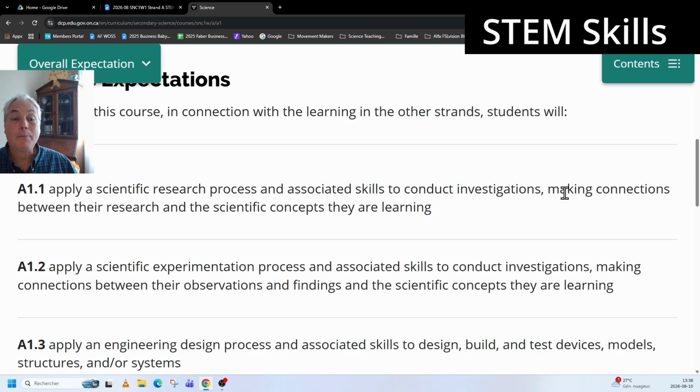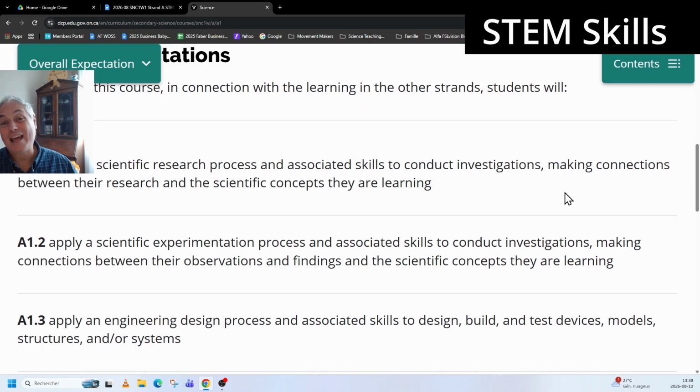So the first one: apply a scientific research process and associated skills to conduct investigations, making connections between their research and the scientific concepts they are learning. So here the plan is always with projects. A project where they have to gather information, answer questions. They can publish what they find into infographics, presentations, posters. There's a variety of them.